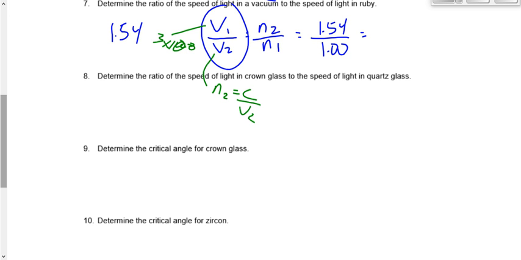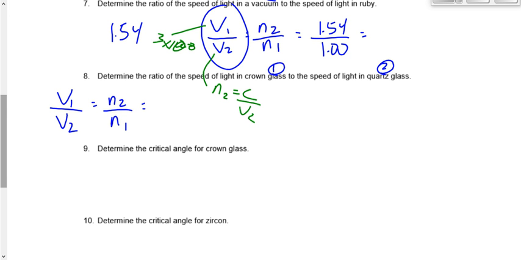Okay, number 8 says determine the ratio of the speed of light in crown glass to the speed of light in quartz glass. We're going to do almost the same thing for this one. We'll say we're going from crown glass to quartz glass, although it doesn't really matter. We could go the other way around. No, we wouldn't actually, because we're finding the ratio of crown to quartz, so it has to be crown over quartz. That's going to be equal to N2 over N1. So let's do exactly the same thing here.